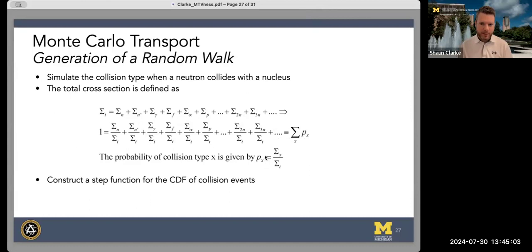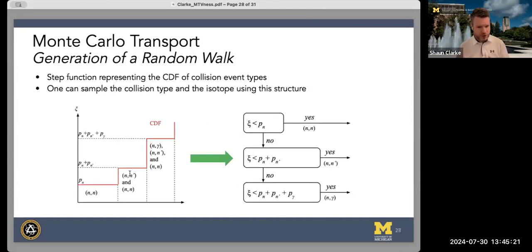So we can say that the partial probability, the probability of some reaction X, is equal to the partial cross-section for that reaction divided by the total. In the dice example, it was 1/6 everywhere. In this case, it's sigma sub X over sigma total. From that data, we can construct a step function just like the dice. And using that same approach, we can, through random sampling, figure out which type of interaction, sigma sub X, the neutron had at a given position.